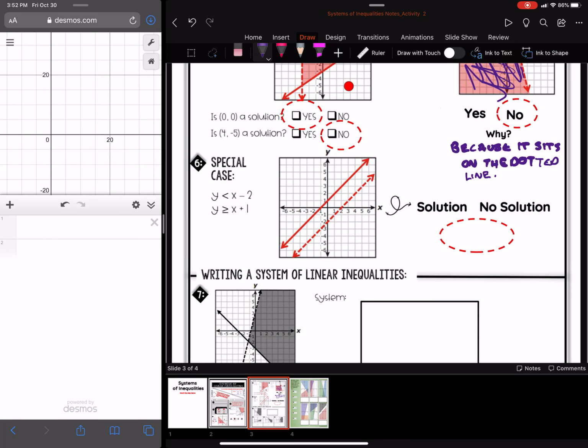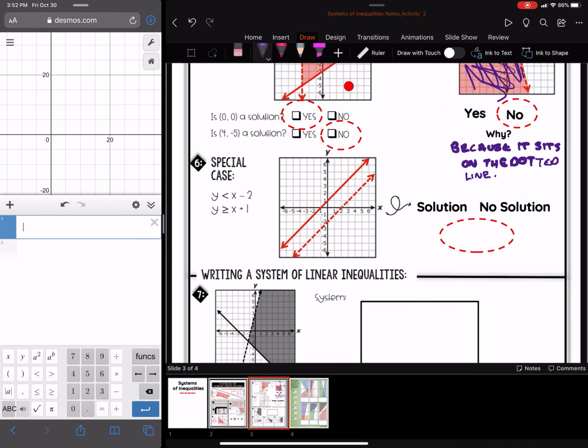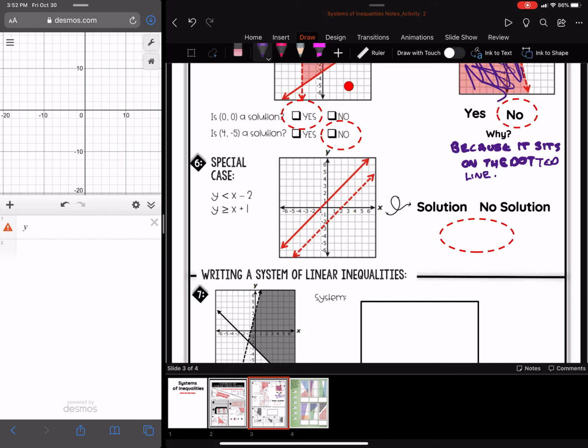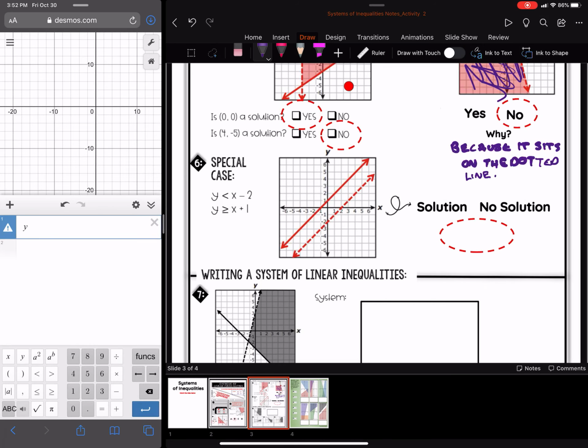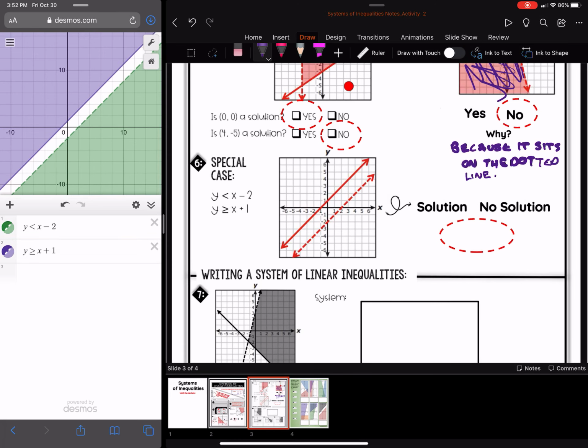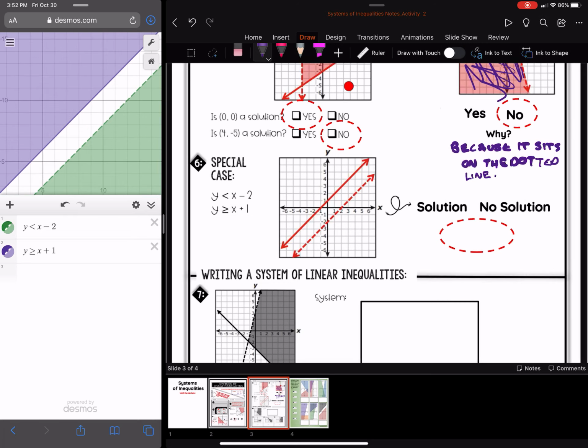And then you're also going to get these special cases, and these are cool. I'm going to graph these because obviously we know that parallel lines mean no solutions, but they're going to look a little bit different in inequalities because there's still going to be some shading going on. But you're going to notice something about the shading. So y is less than x minus 2, and then y is greater than or equal to x plus 1.